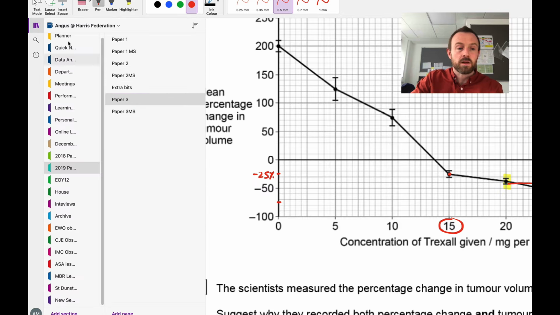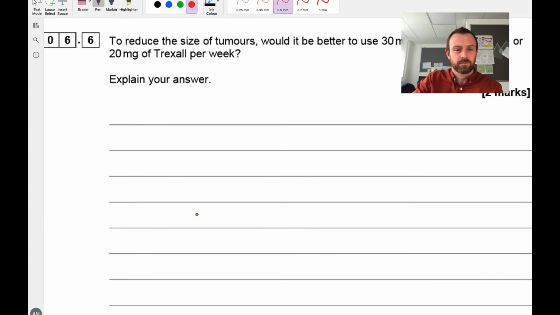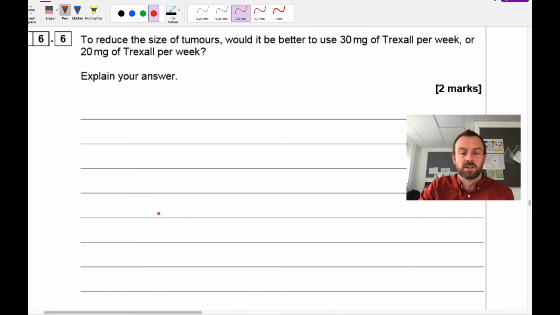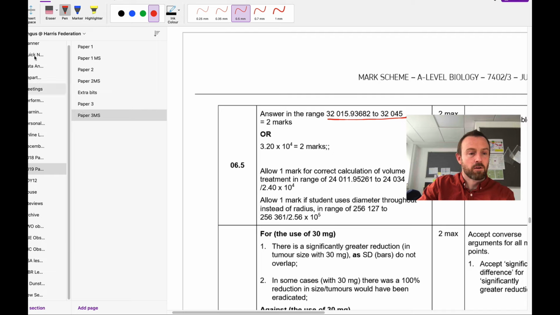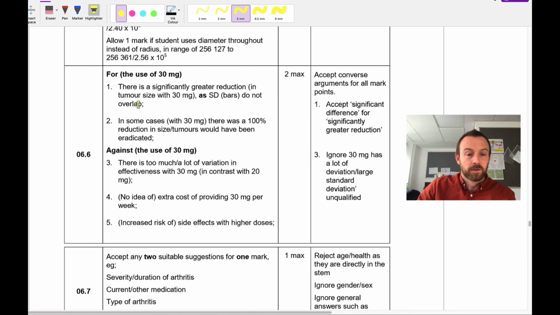I might also say that, is it an evaluate? No, it just says explain your answer. So the number of cells in the tumor would be reduced. I think that's it. I think probably the marks are for the error bars, I think. Yeah, there is a significantly greater reduction. Error bars do not overlap. That's an interesting point. So in some cases, there was a 100% reduction in size of tumors. That's interesting.